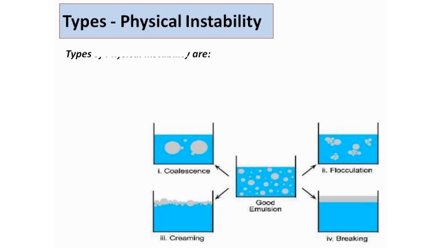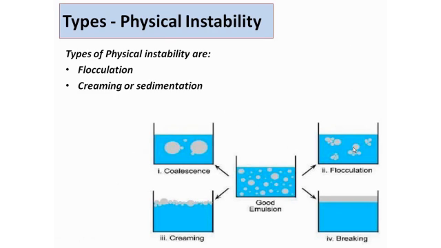So the physical instability includes, again I am telling you the same thing, flocculation. Number two, creaming and sedimentation. Coming to the top is known as creaming; coming to the bottom is known as sedimentation. Then we have aggregation and coalescence, where droplets become bigger. This is known as aggregation or coalescence.